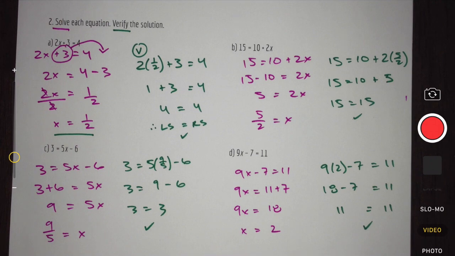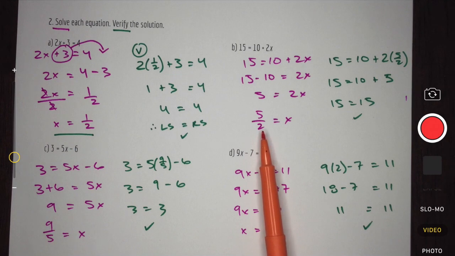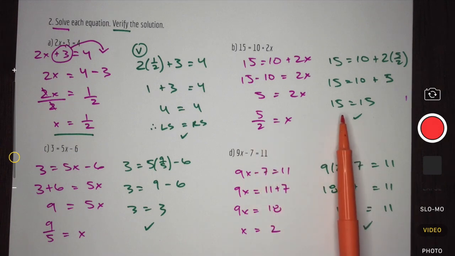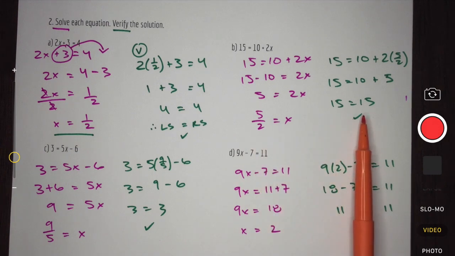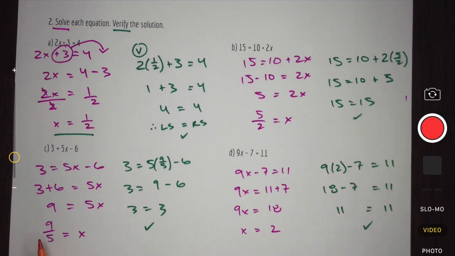So for question 2b, x has a value of 5/2. Now you may have simplified this down to 2 1/2 or even 2.5. That's fine, no problem, but you would have found that your left side still equals your right side if you are working that back. For question C, I have a value of 9/5, and again, you may have simplified that down to 1 4/5 or even 1.8 if you've used a calculator.